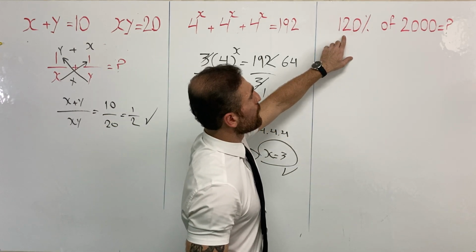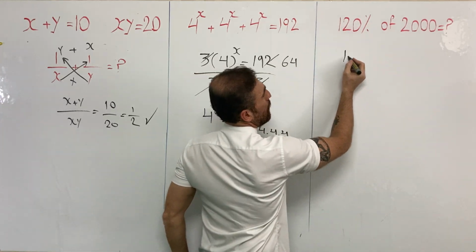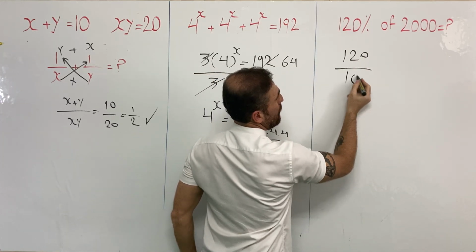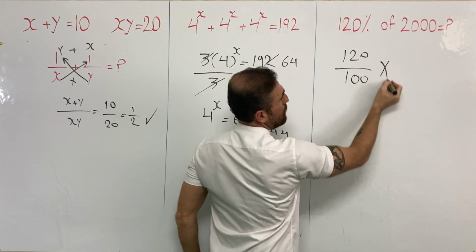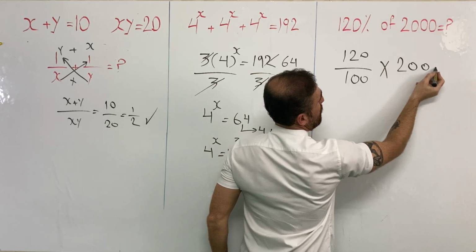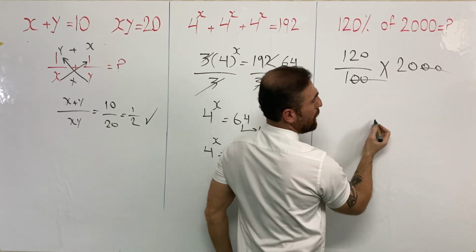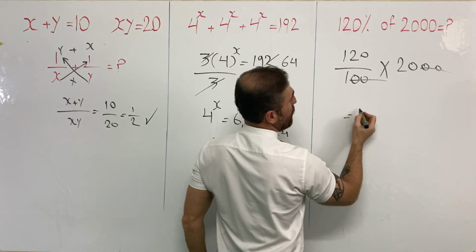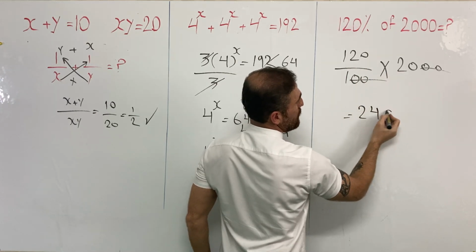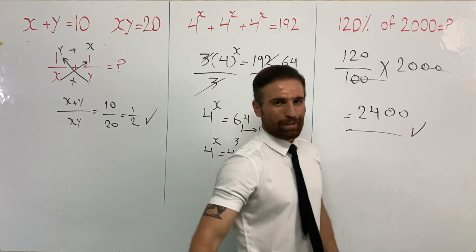Next one, 120%, which means 120 over 100 of, which means times 2000. Two zeros cancel off. 2 times 12, 24. 1, 2 zeros. And this is the correct answer.